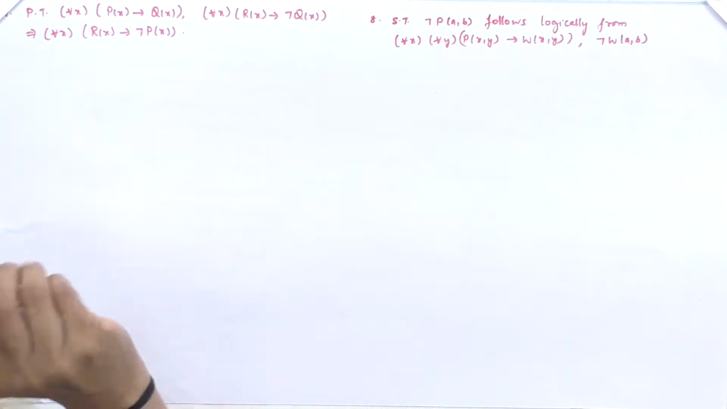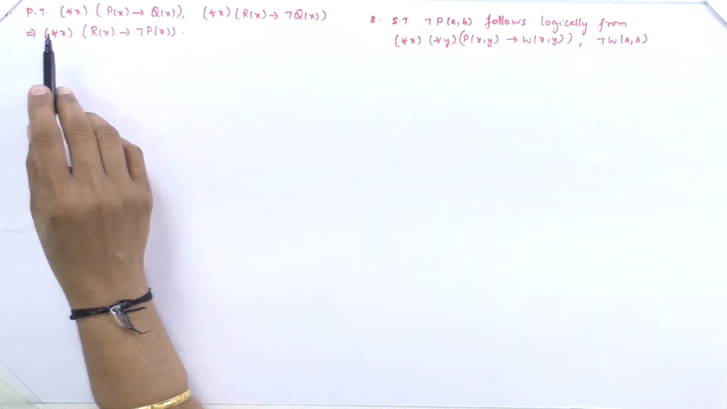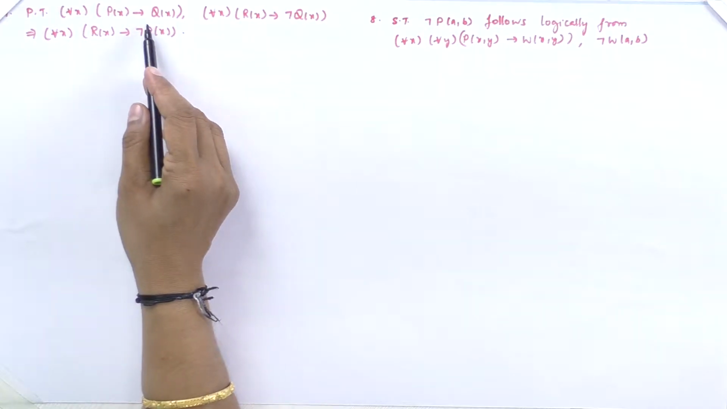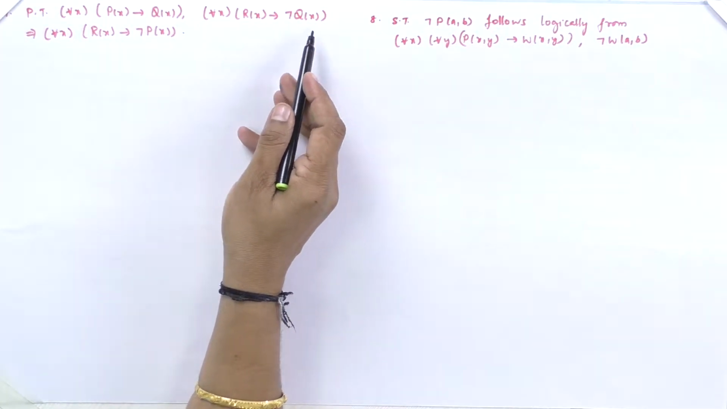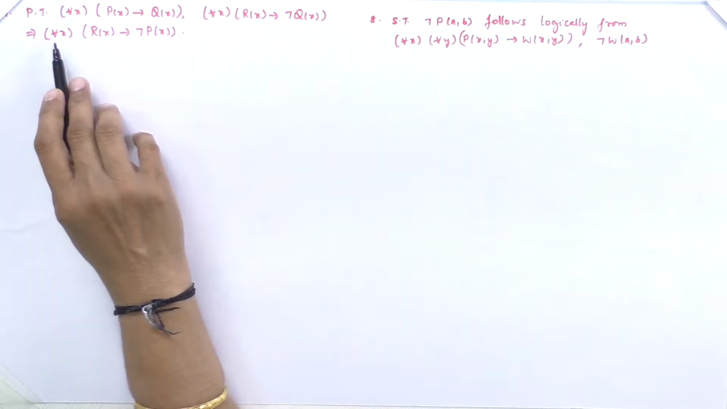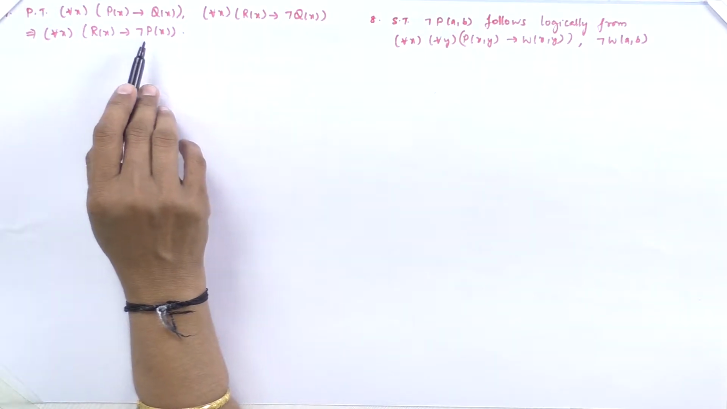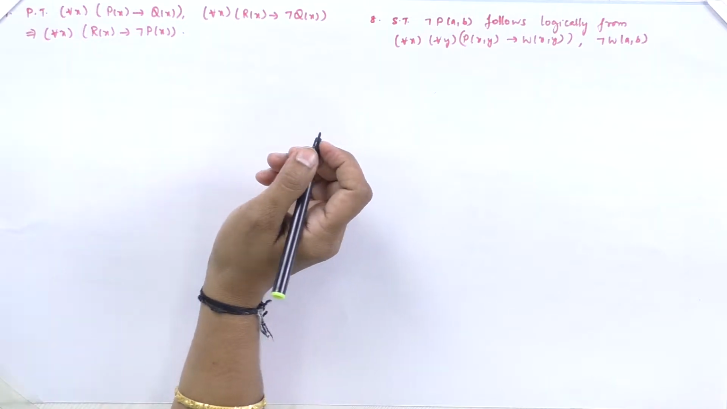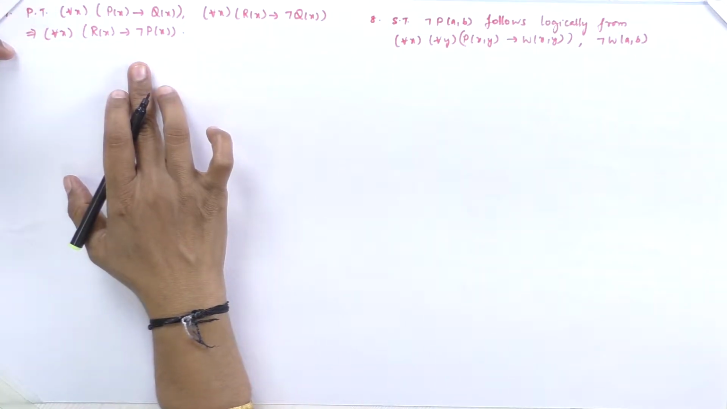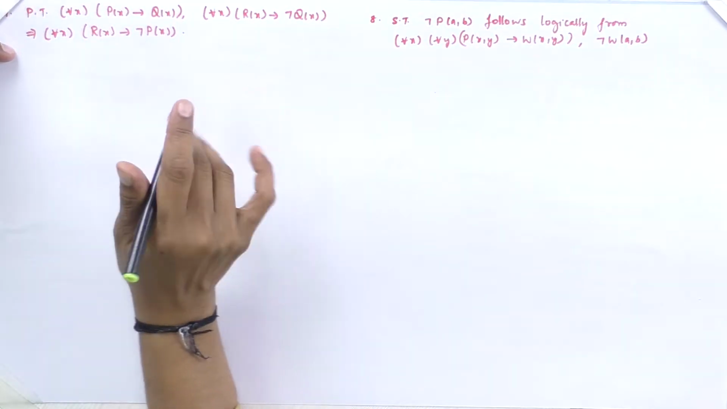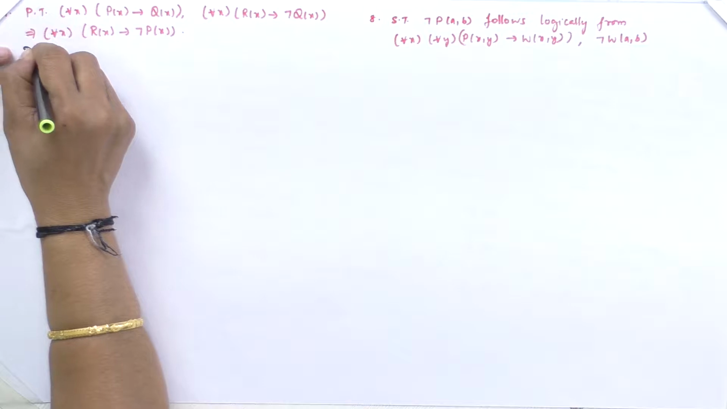So again we will see here another problem, that is prove that for all x p of x conditional q of x, comma, for all x r of x conditional negation q of x, implies for all x r of x conditional negation p of x. Since we have got two premises, with that we can get the conclusion part straight away, and we will apply the direct method here. So direct proof we will give here.